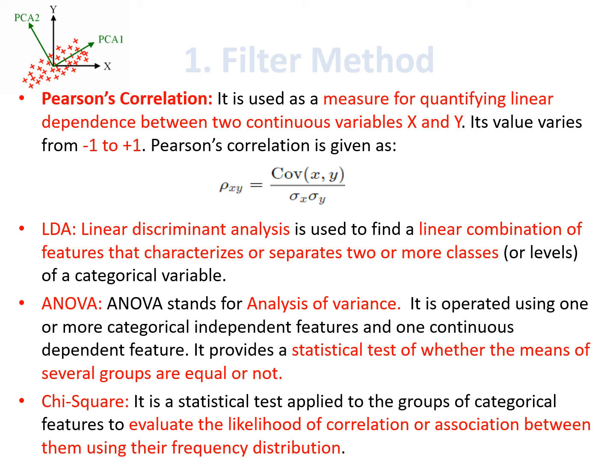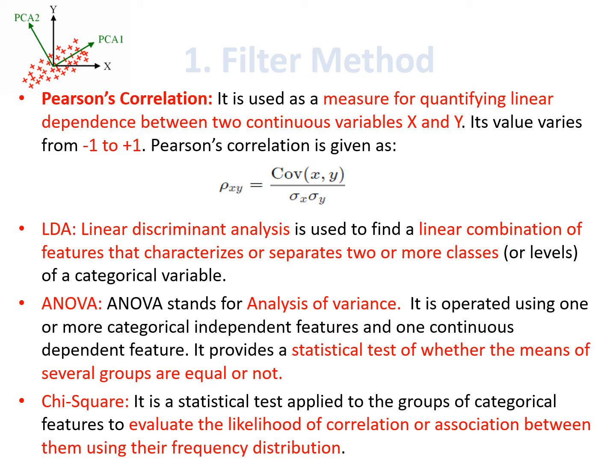So the resultant value of rho should lie between -1 to +1. -1 means negative correlation, +1 means positive correlation, and 0 means there will be no relationship between these two variables. Negative value represents a negative correlation, and positive value represents a strong correlation.